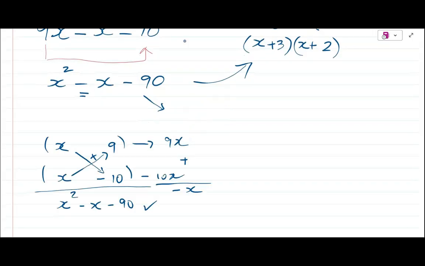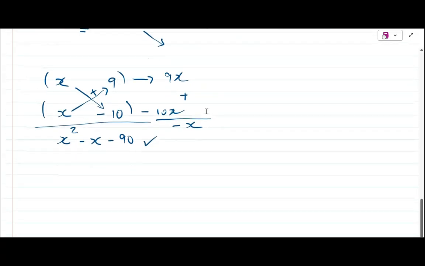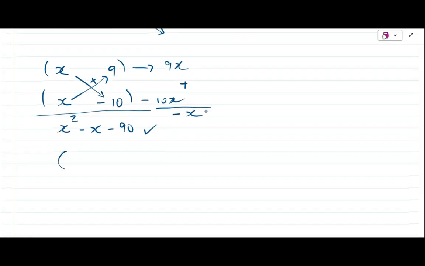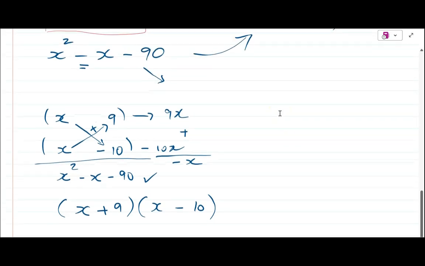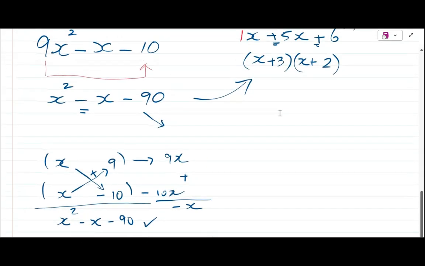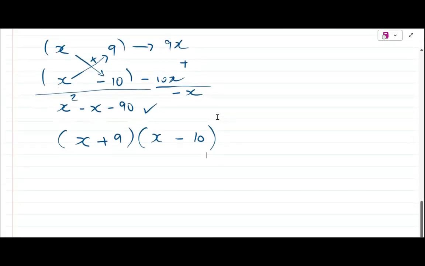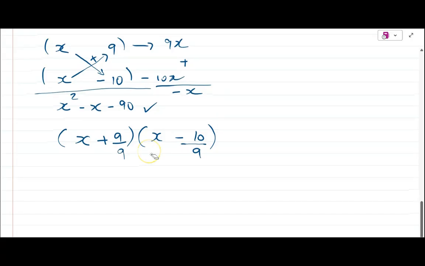All right, now we're going to rewrite it as the two factors. So this is what we're going to do: x plus 9, x minus 10. Now, because we went ahead and multiplied everything by 9, remember originally we multiplied 9 by 10, now we're going to go back and do the division. We're going to divide the number part by 9. You're going to simplify this.